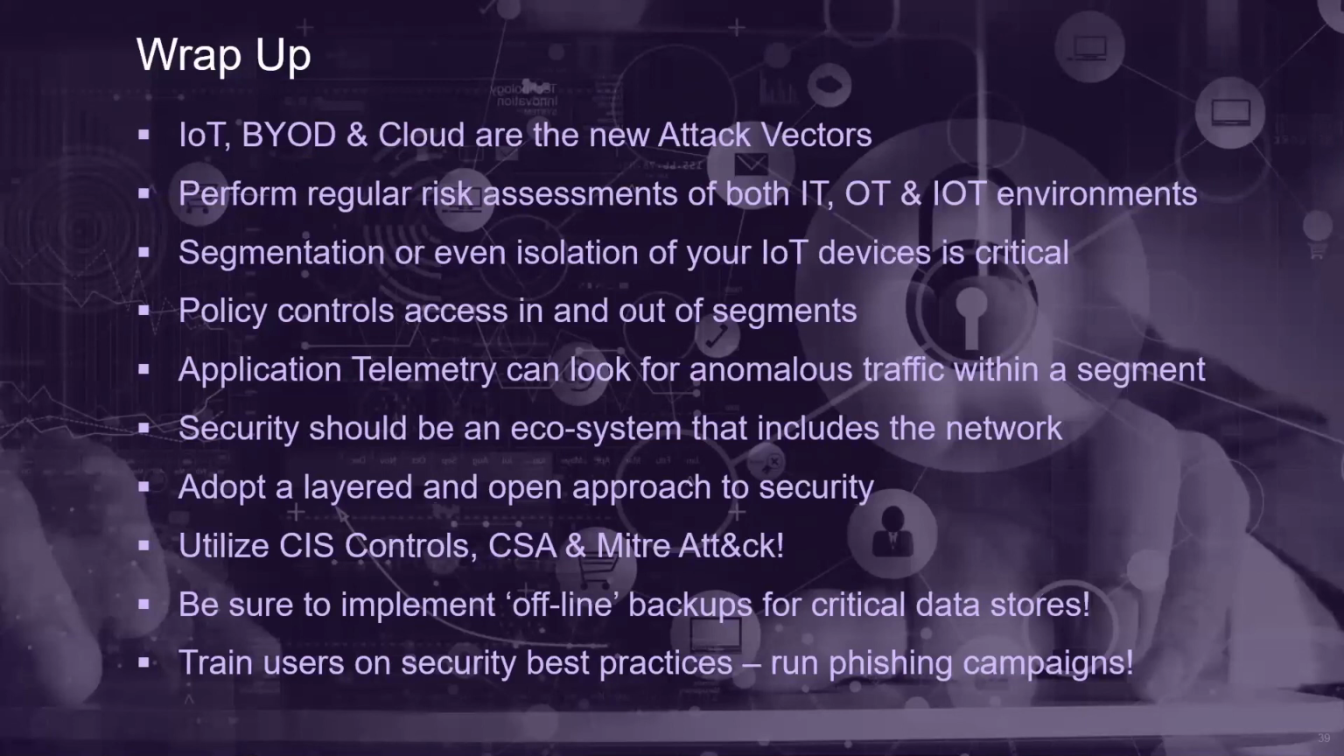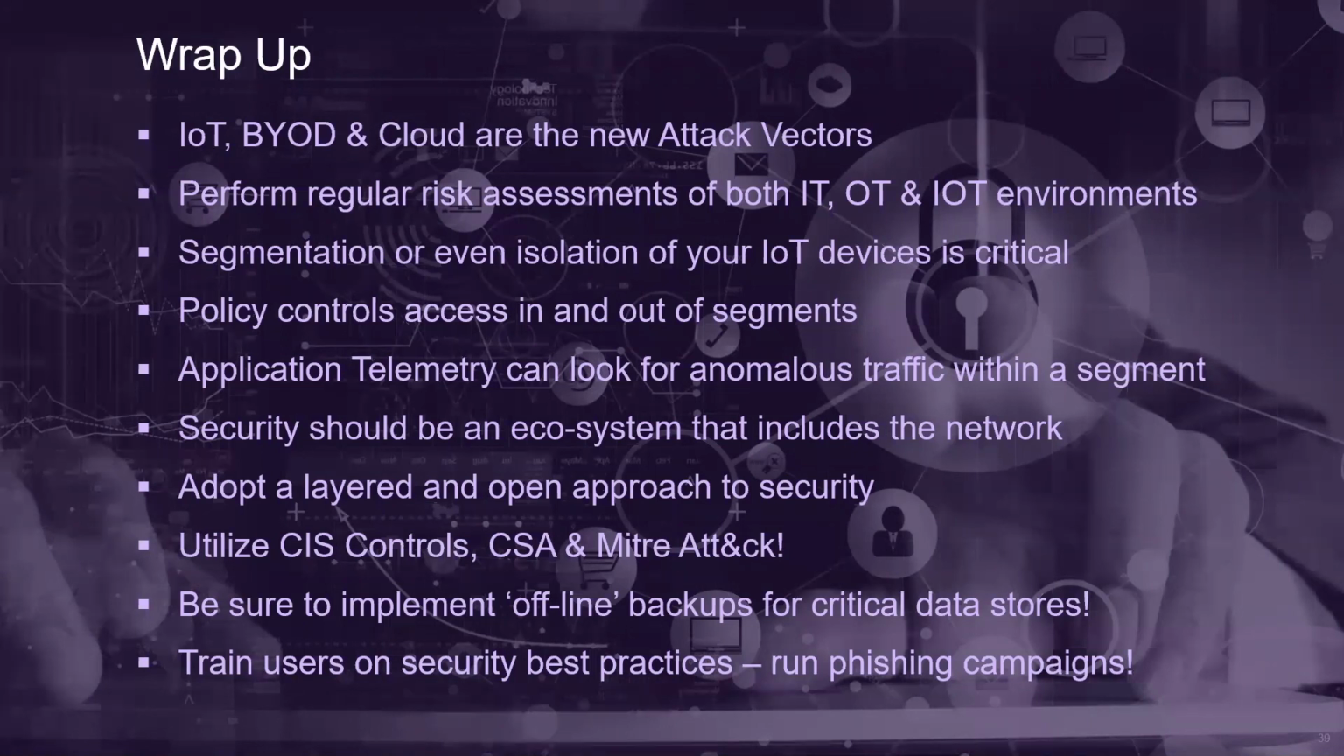So to wrap up, similar to my message last year, IoT, BYOD, and cloud are the new attack vectors. After looking at the numbers, it kind of is a no-brainer. Therefore, you should be performing regular risk assessments in these domains of interest. You should segment or even isolate IoT devices if you can. Many people tell me it's not possible, but after we have an extended conversation, we find that there is really no rational reason for them to have it tied into the normal enterprise network.